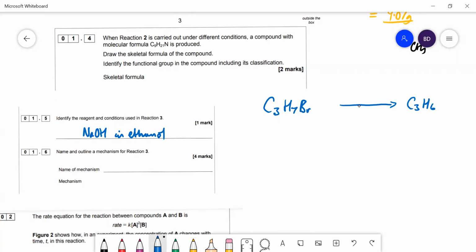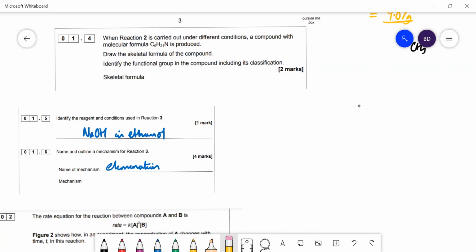How can we tell it's elimination? Look, if you go from there to there, you've actually eliminated an HBr molecule, haven't you? And from H7 to H6, and you lost the bromine as well. Name and outline a mechanism. Well, it's called elimination. And let us draw the mechanism now, okay?